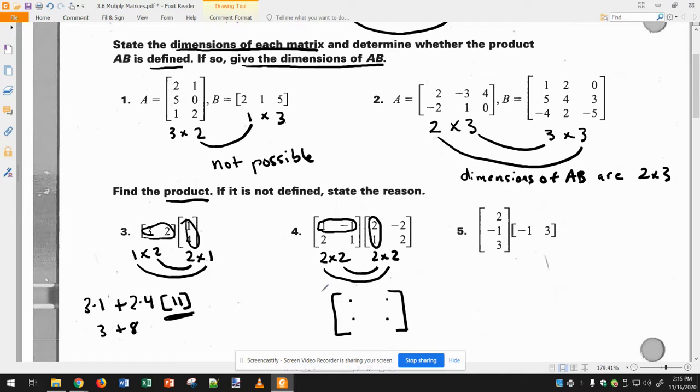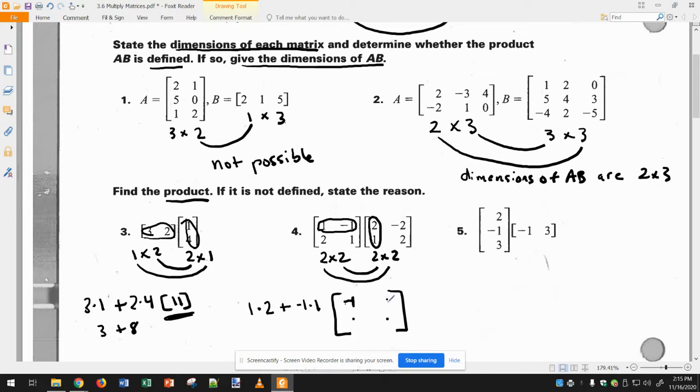So this first entry right here is going to be 1 times 2, because of this 1 and this 2, plus -1 times 1. And then this answer goes right here. That's going to be 2 plus -1, and 2 plus -1 is 1. So that's our first entry.